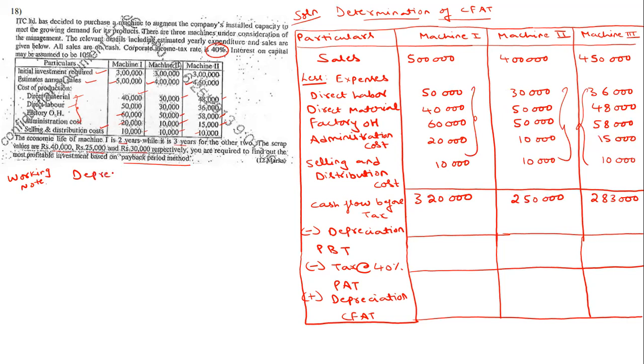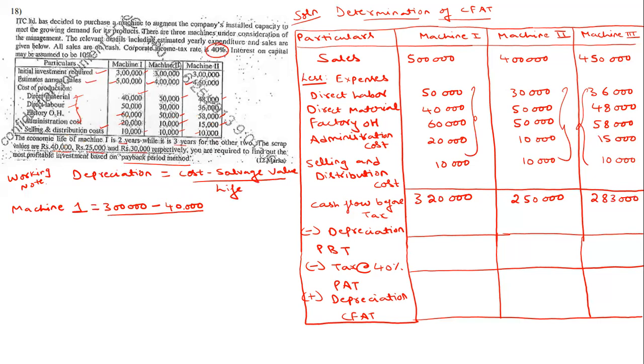Let us take a working note here to calculate the depreciation. We know the formula which is used to calculate the depreciation, that is equal to cost minus salvage value or scrap value divided by life of the asset. Now for machine 1, let us see what we can derive. The cost of machine 1, that is the initial investment, they have mentioned as 3 lakhs, minus the salvage value, they have given us 40,000 for machine 1.